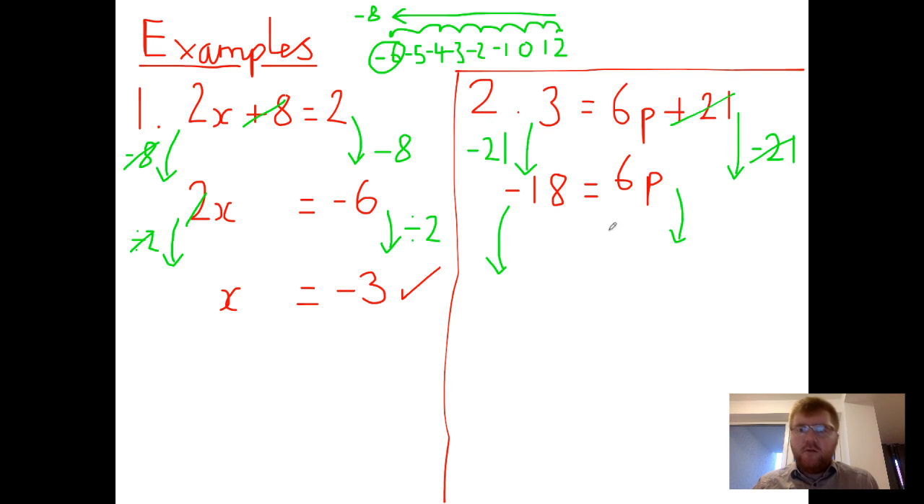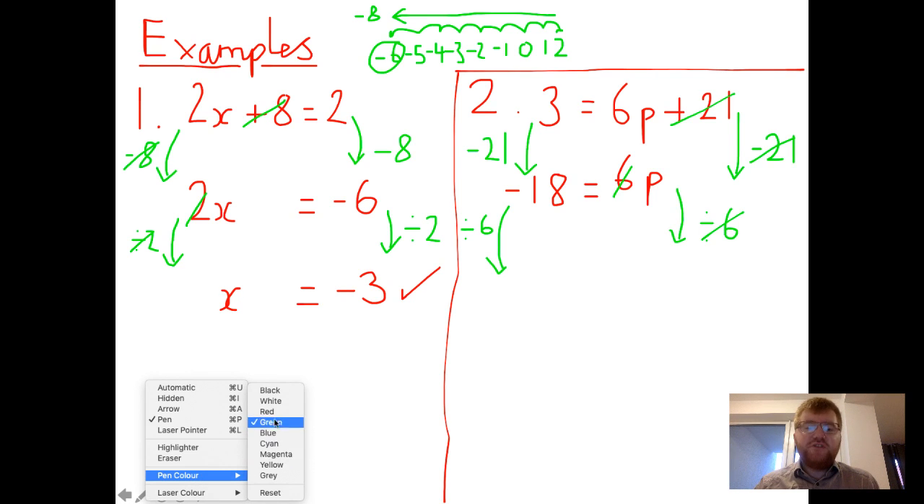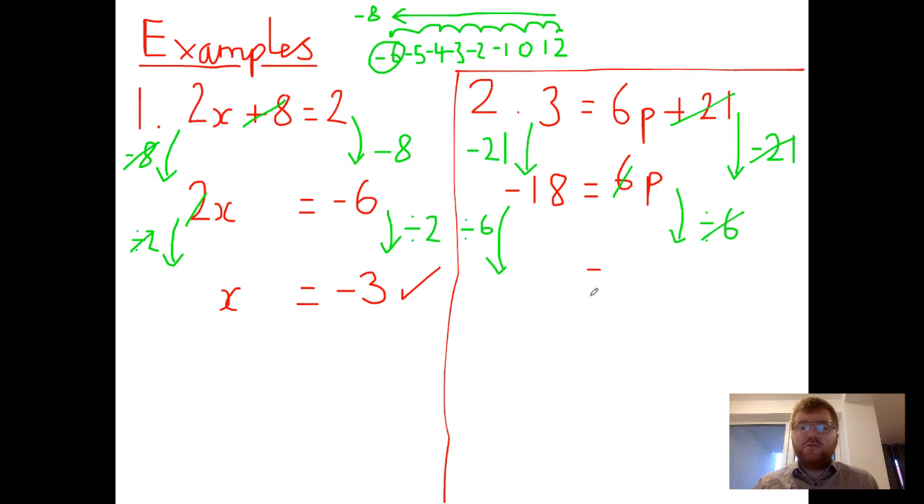So we've got 6 here. What's the opposite of timesing by 6? Well, that is dividing by 6, and we do that to both sides, like so. And then this 6 is going to cancel with this 6. Once you get comfortable with these, you can almost relax into the solving. So this 6 disappears, so you're left with just p. And now minus 18 divided by 6.